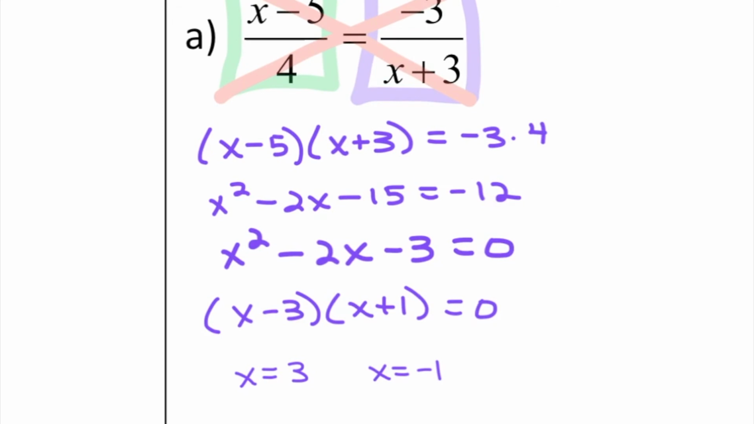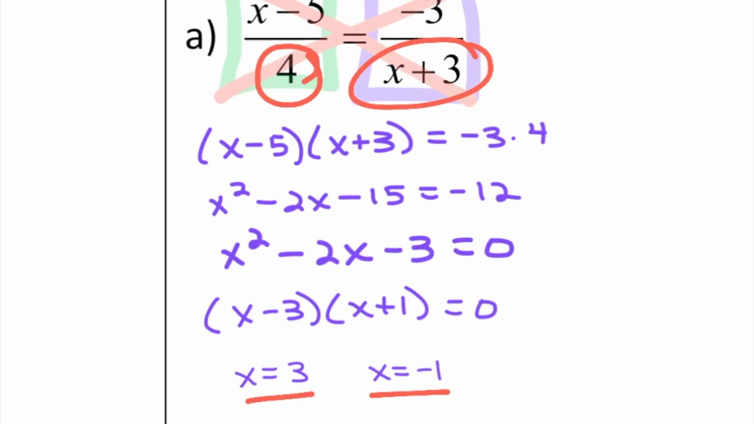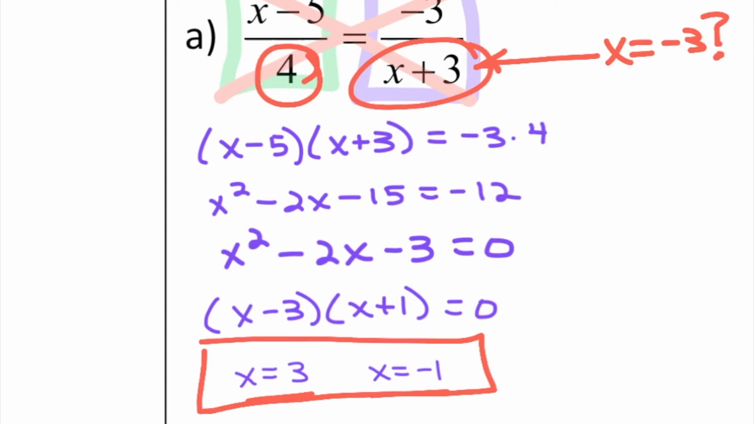And the thing that you want to do is go back to the original denominators and ask yourself if either of those answers could make a denominator 0. And the only number that could make either denominator 0 is x equals negative 3. And my solution is x equals positive 3. So both solutions are good. There's no extraneous solution.